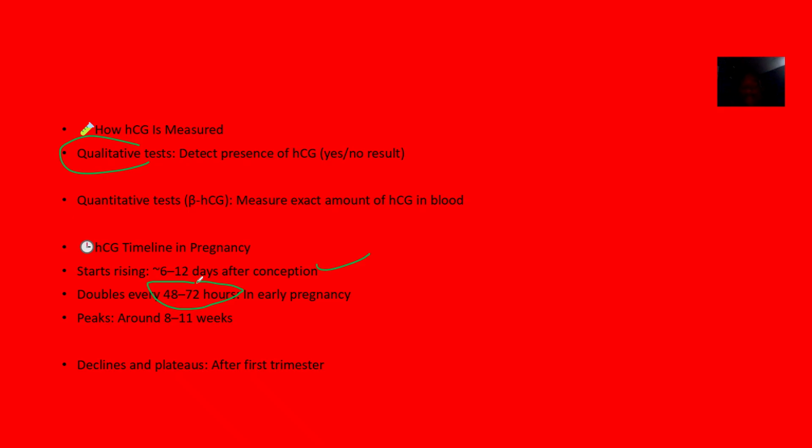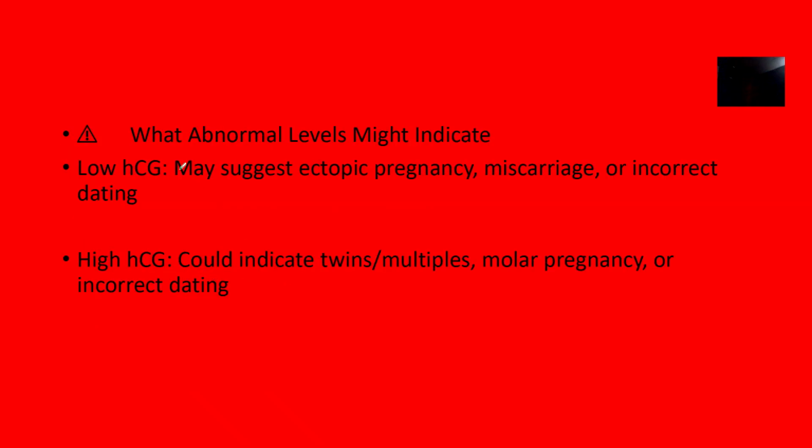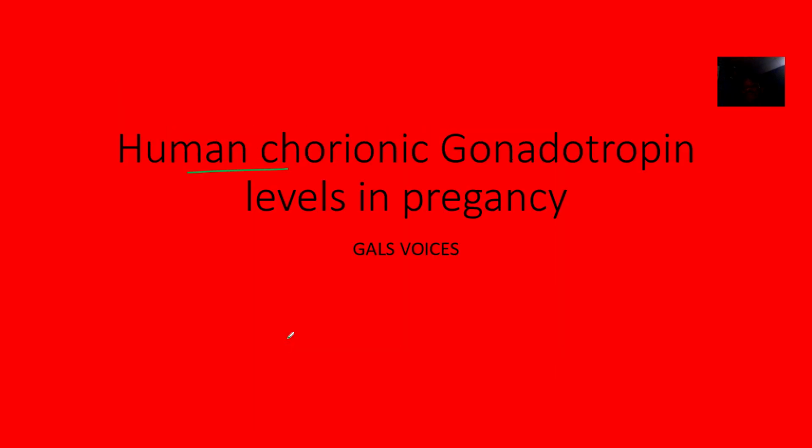The amount is doubling. If you have low human chorionic gonadotropin, it may suggest that there are other issues coming up, like ectopic pregnancy, miscarriage, or sometimes simply incorrect dating. High human chorionic gonadotropin suggests that maybe there's more than one baby. Molar pregnancies or incorrect dating could also be there. So that's it for human chorionic gonadotropin as one of the signs of pregnancy.